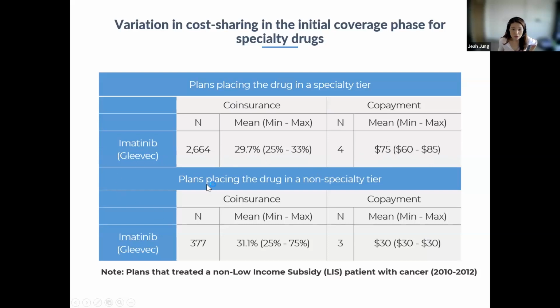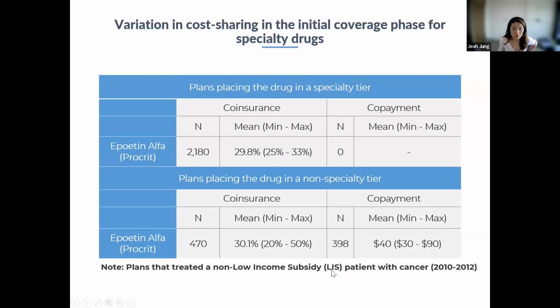But when plans didn't use a specialty tier, you can see similar patterns. Even though they didn't put it in the specialty tier, they also used co-insurance. It's an even larger variation. They probably put this Gleevec into non-preferred drugs and then charged 75% co-insurance. But on the other hand, some plans used a co-payment of only $30. And you can see this is huge variation for non-LIS beneficiaries.